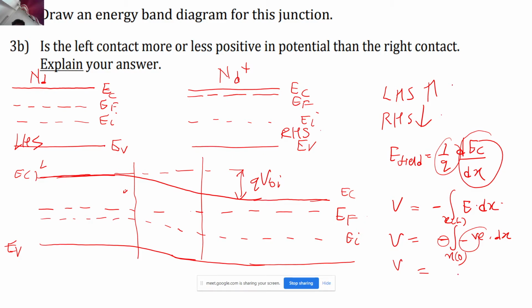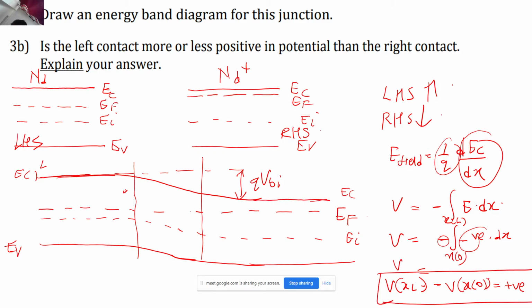So since by moving from left side to right side, my potential is becoming more and more positive, that clearly means that V of x of L minus V at x of 0 is going to be a positive quantity, correct. And since this is going to be a positive quantity, that means the V at x of 0, which is your left hand side, should be smaller as compared to your V of x of L, which is your right hand side, correct. So the left contact is less positive with respect to the right contact, correct. So I hope this was clear to you.